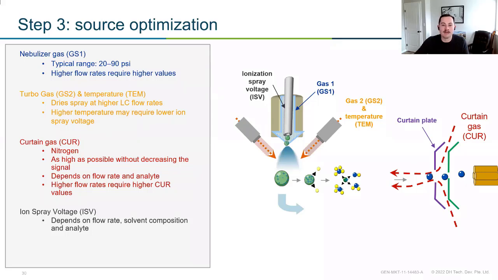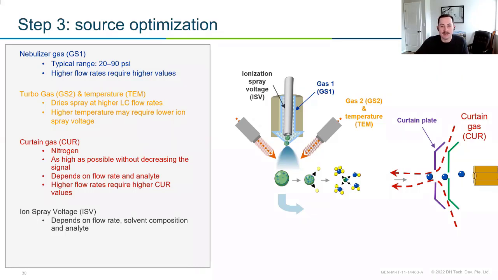We have our GS2 and our temperature. These kind of work in tandem, so we want to promote evaporation. We're going to use a little bit of gas to help the evaporation, in addition to our temperature, obviously. And then we're also going to do our curtain gas. That's what's keeping our instrument clean. That's the gas coming up from behind our curtain plate. That helps keep all those neutrals and other things that we don't want out of our mass spec.